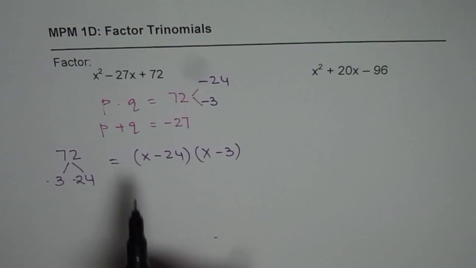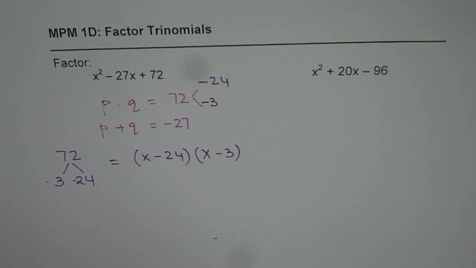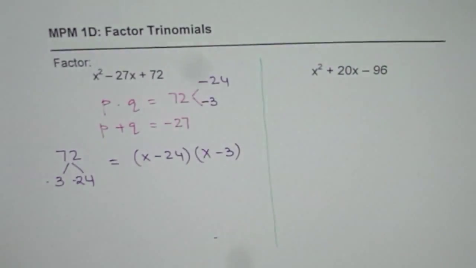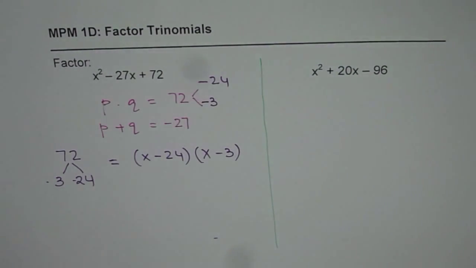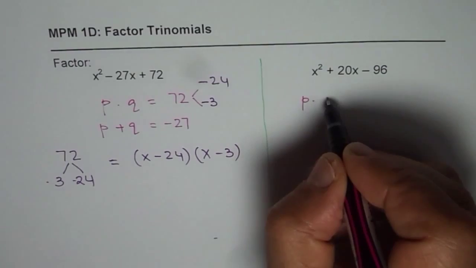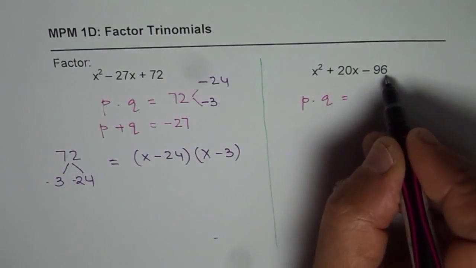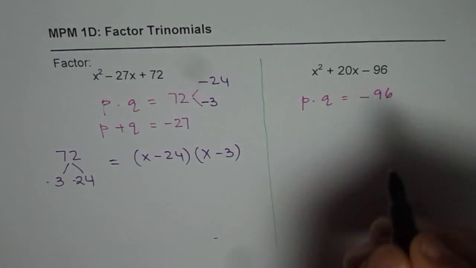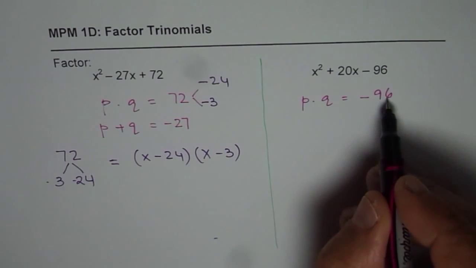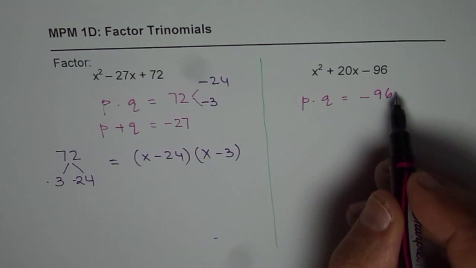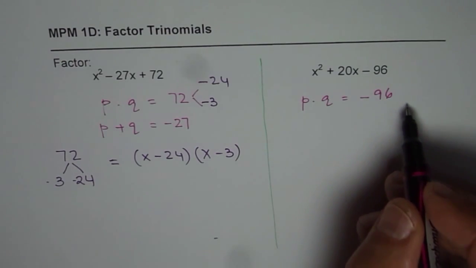So we'll follow the same strategy and do the next one now. Okay, I hope the process is clear. It's just a matter of practicing. So here in this case, we are again looking for two numbers whose product should be the constant, which is minus 96. So minus means both the numbers will be of opposite sign. Only then do you get a negative when you multiply.